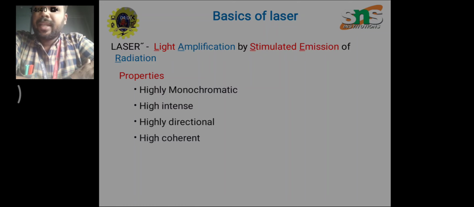And a highly intense beam: ordinary light spreads in all directions, and already we know that its intensity is less. Whereas the intensity of the laser beam is very high due to high directionality. Further, the emission of photons in ordinary light is 10 power 8 photons per second, whereas the emission of photons in a laser is 10 power 18 photons per second, and hence the laser has a high intensity.